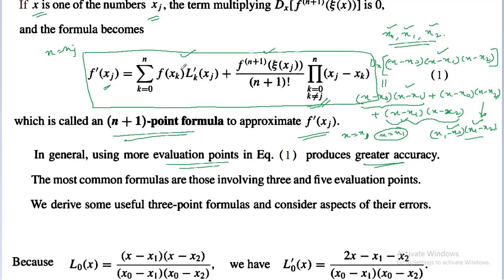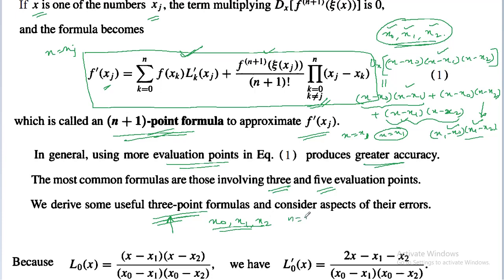There are two most common formulas, involving three evaluation points and five evaluation points. We will derive only 3-point formulas, because the 5-point formulas are not included in your syllabus. So we will try to derive the 3-point formulas, that is, we are using the points x0, x1, and x2. This is actually the n plus 1 point formula, because by using the points x0, x1, etc., xn, we are using n plus 1 data points. Now we are going to derive the 3-point formula, that is using x0, x1, x2.